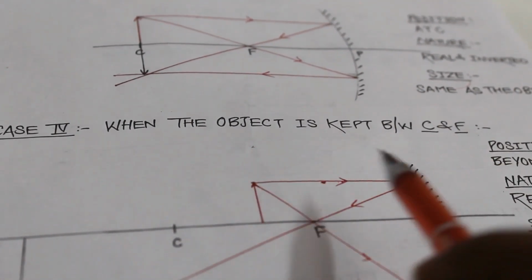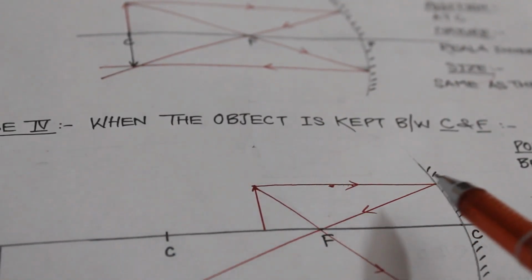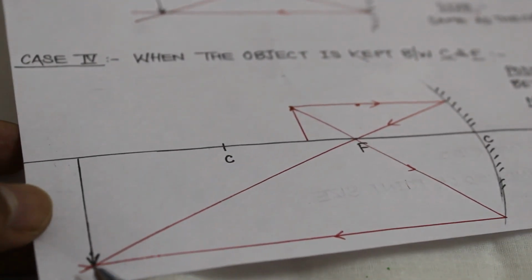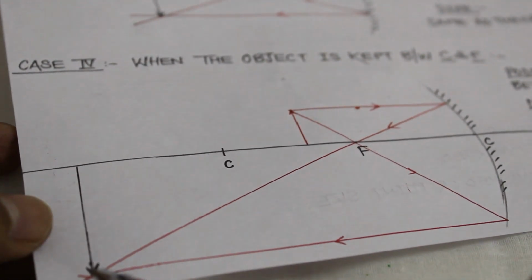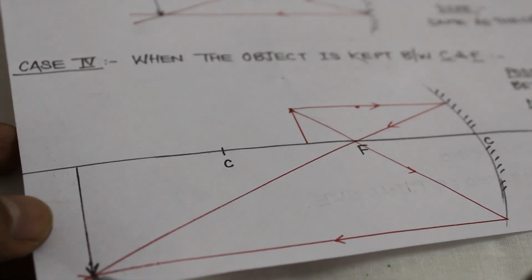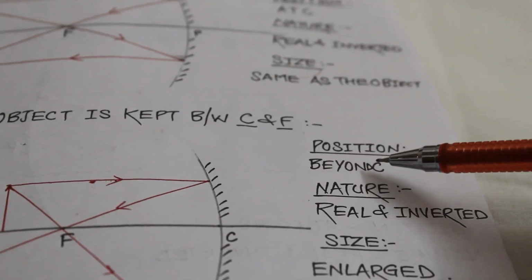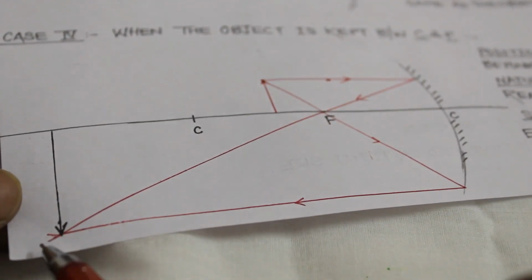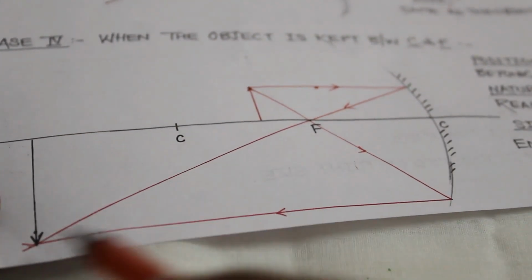Next, the object is kept between C and F. I have kept an object between C and F, as you can see in the diagram. Again, using the two rules, parallel passing through focus. Second, passing through focus becomes parallel. So as you can see, it is meeting at this point. So it is obviously beyond C. You can see the size of the image. It is highly enlarged or larger than the object, and nature is real and inverted as the rays are actually meeting. So position will be beyond C, nature real and inverted, size enlarged. You can clearly see in this diagram. So if you draw the ray diagram with proper measurement, you will get the answer, and you don't need to remember it always. You can write the answer just by looking at the ray diagram.